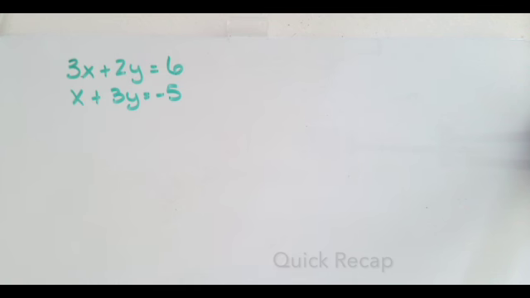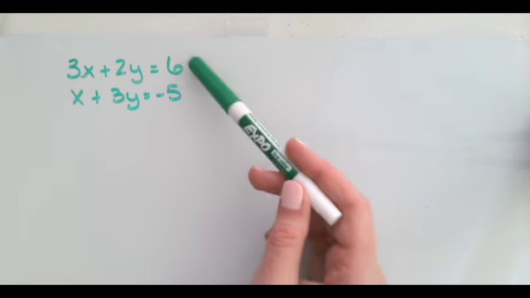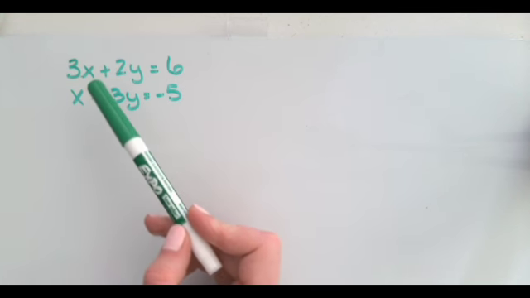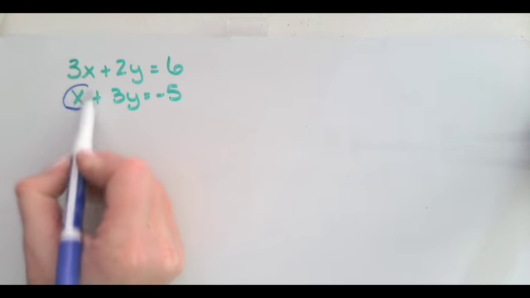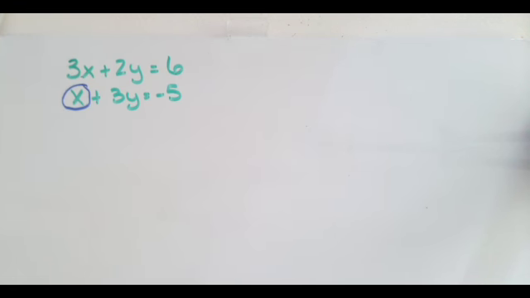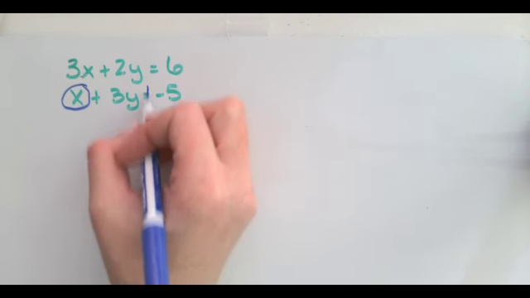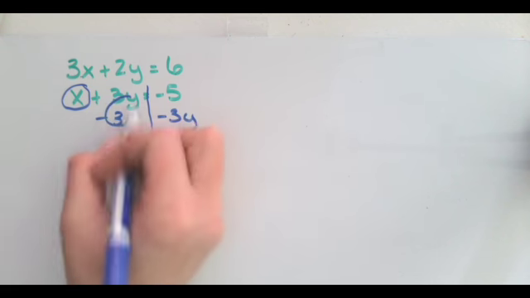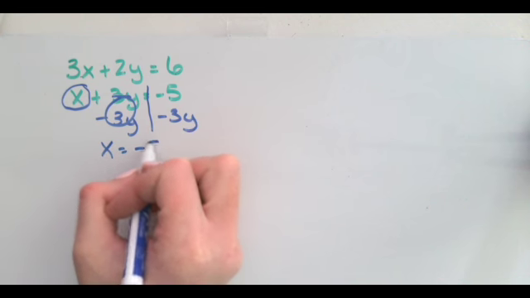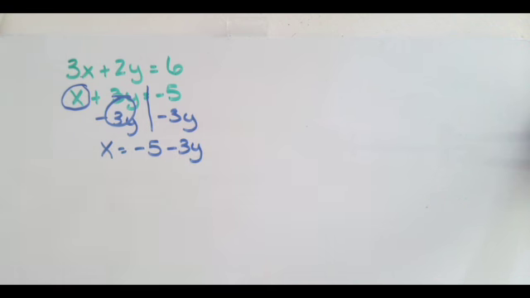So to recap here, I was given a system of equations. I knew it was a system because I have two linear equations with two variables, x and y in this case. I started off by identifying which variable would be easy to isolate, and I determined this x would be easy to get by itself. In order to get that x by itself, I decided to move the 3y to the other side using subtraction. So I subtracted 3y. I got x was equal to negative 5 minus 3y.